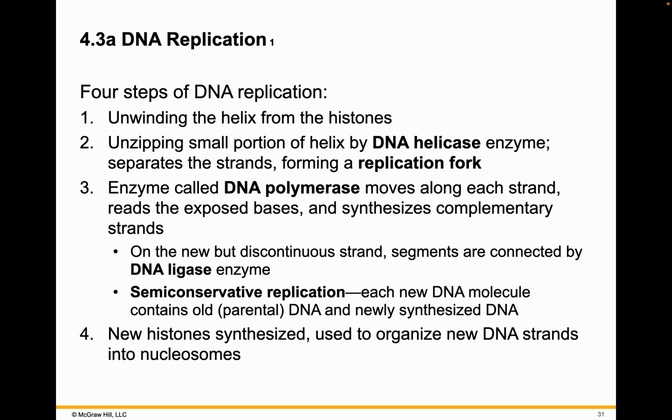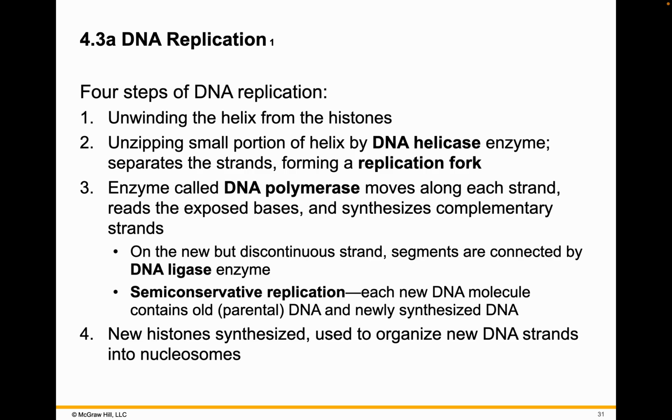We can break replication down into 4 steps. First of all, we will unwind the helix from the histones, then unzip small portions of the helix by an enzyme called DNA helicase, separate the strands, which will form a replication fork. An enzyme called DNA polymerase will then move along each strand, read the exposed bases, and synthesize the complementary strand. One of those strands, it can go right along because it's in the correct direction. On the other strand, it has to go in little segments. And then an enzyme called DNA ligase will come in and tie those segments together.